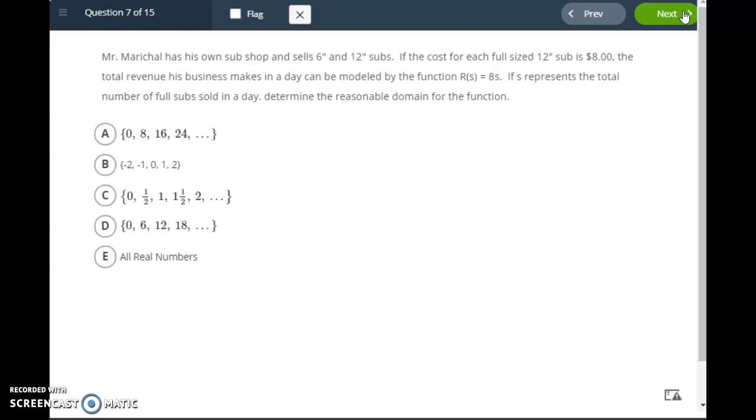So the domain is the number of subs I sell. It can either be 6-inch or 12-inch. A 12-inch is a full, it's 1, and 6 is half of 12. So if I sell a 6-inch sub, that's selling half of a sub. So we have to go numbers up by 1/2. So we can sell 1/2 or 1 or 1.5 or 2, but we can't sell anything in between those numbers. So the answer to this is going to have to be C.